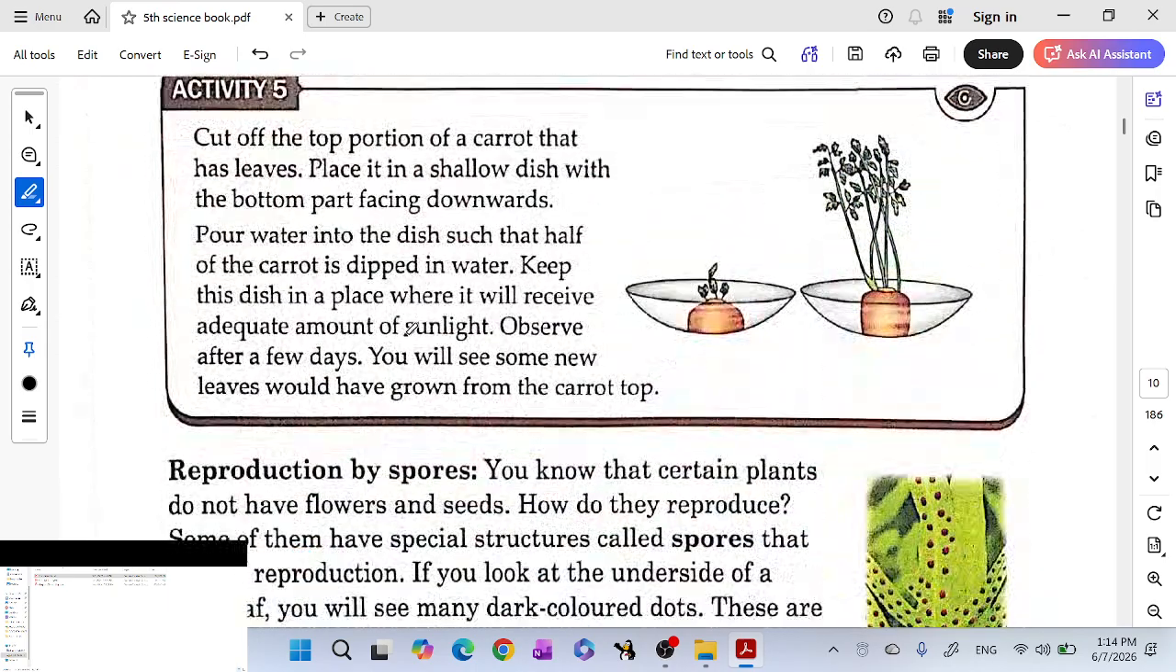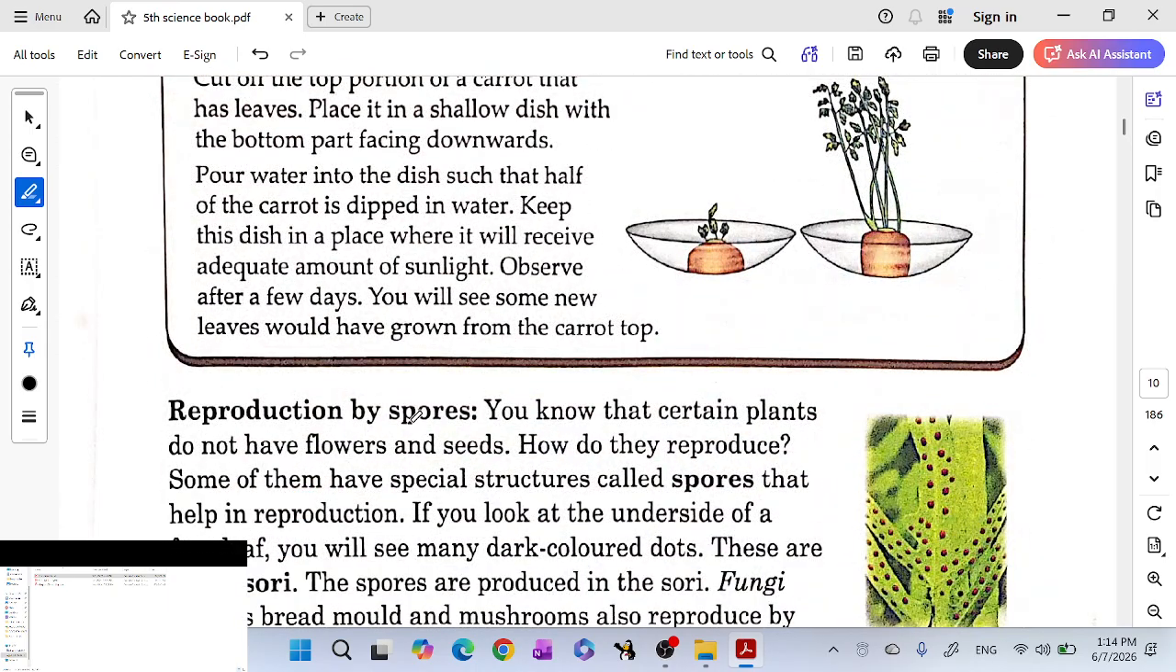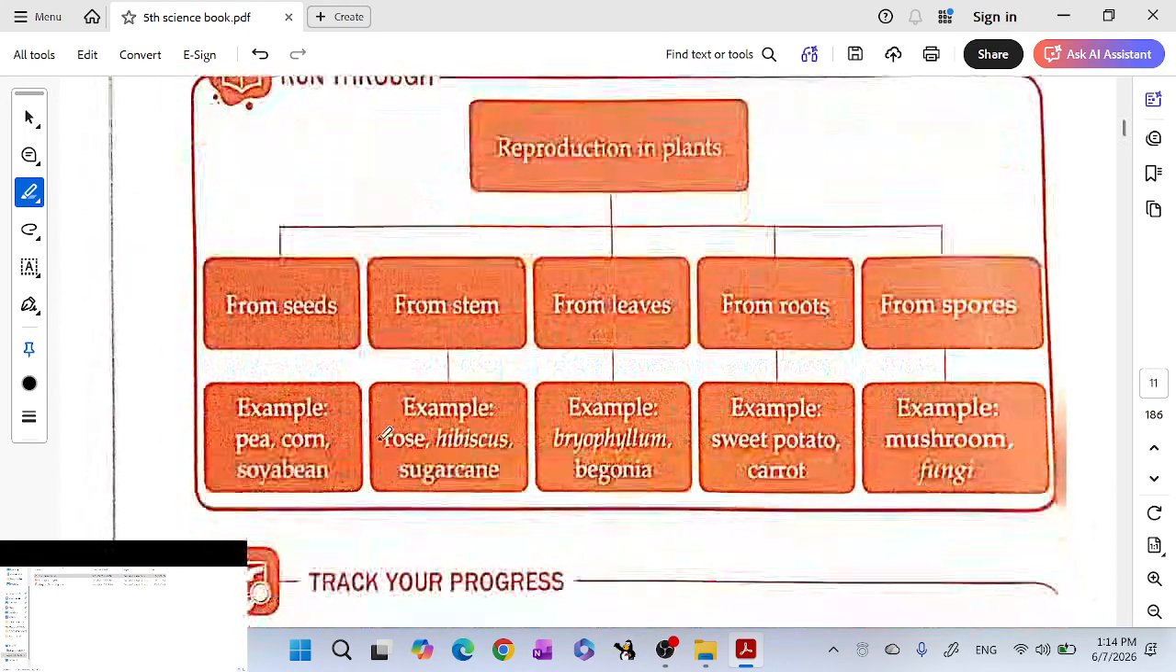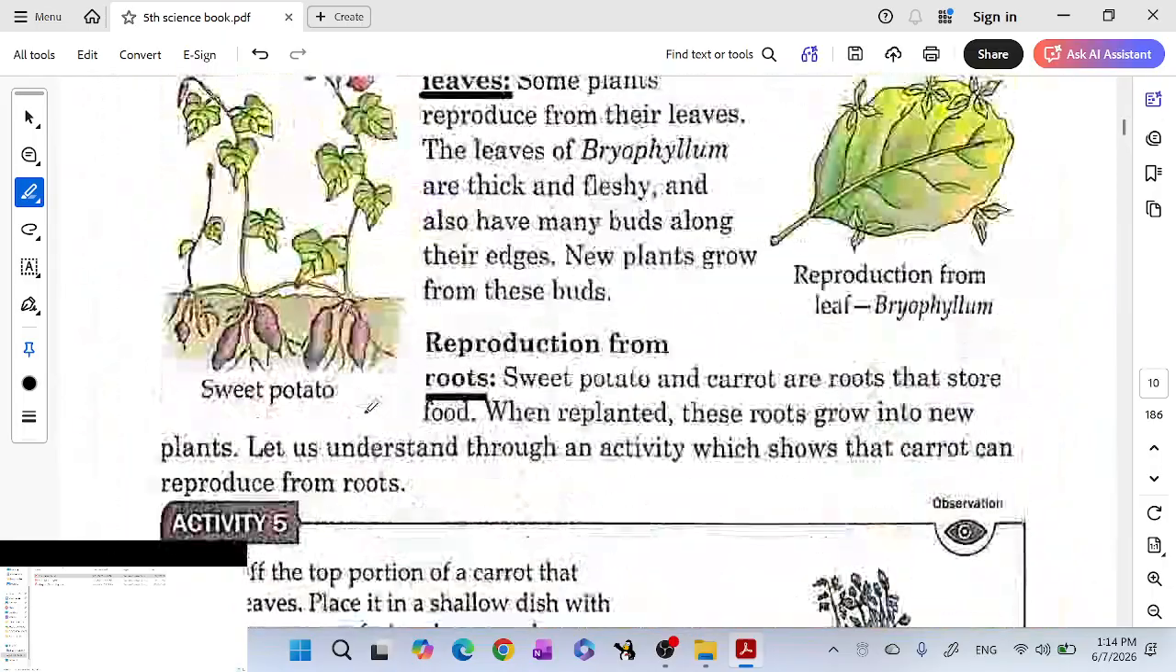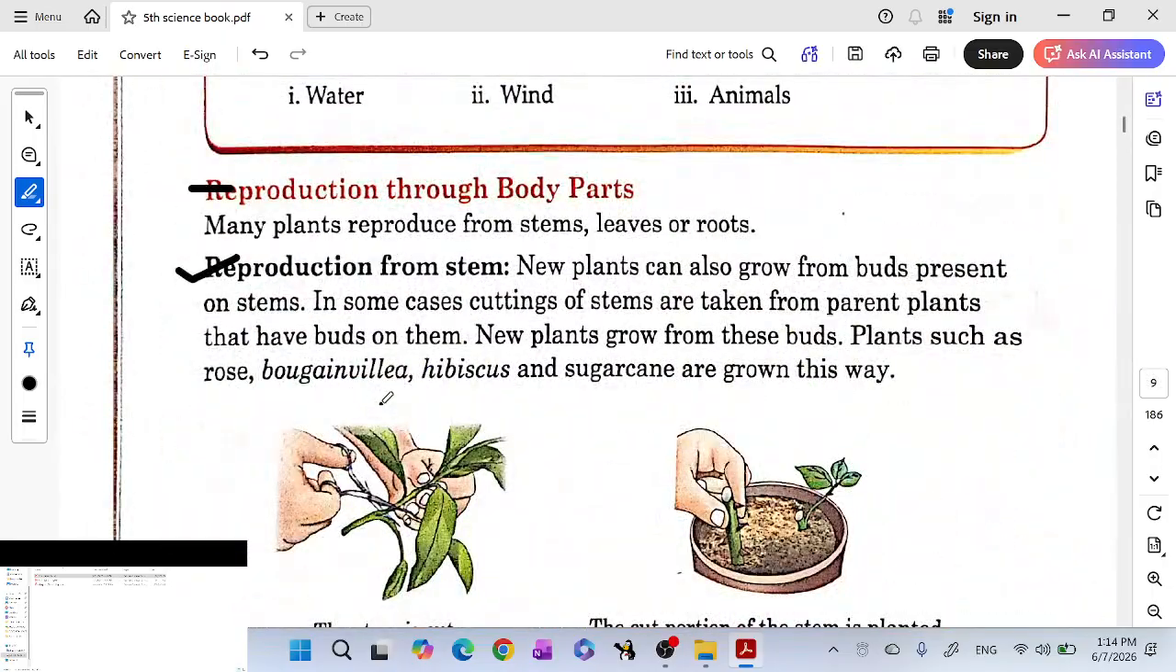Okay, you have to remember this: reproduction by spores. These are the ways of reproduction of plants. How do they reproduce? The first one, everybody knows: reproduction from seed. We already studied this using the kidney bean, right?